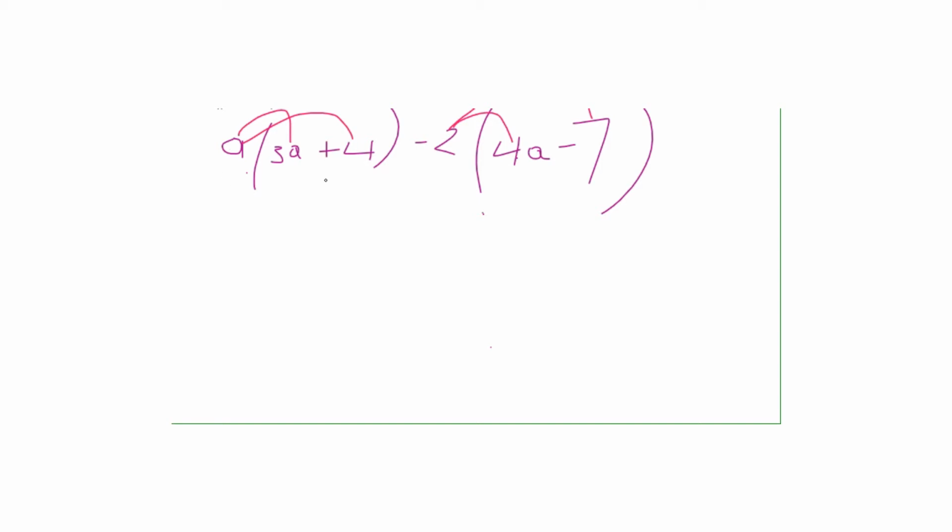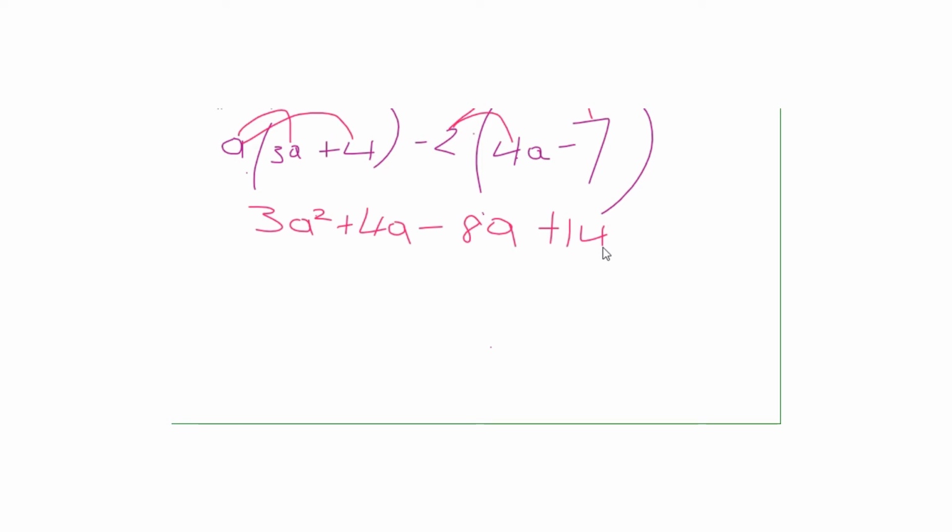So that's a times 3a, so that's 3a squared, plus a times 4, that's 4a. Sorry, that's 4a, minus... negative 2 times 4a, that's negative 8a, negative 2 times negative 7, that's positive 14.